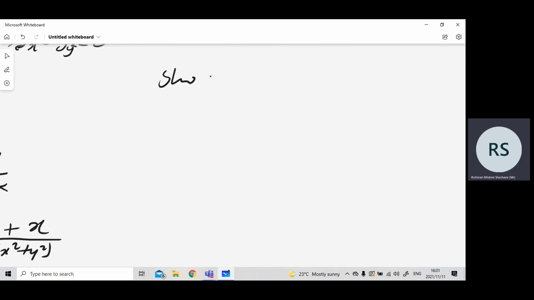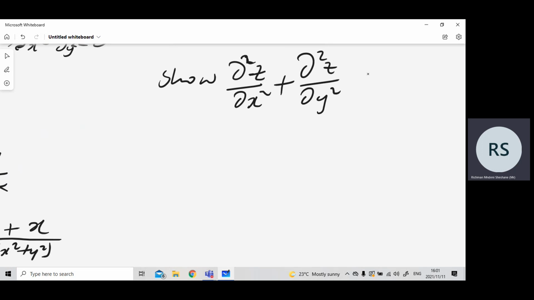So now we can answer this question. The question will say: show the second partial derivative of z with respect to x squared plus the second partial derivative of z with respect to y squared is equal to 0. So what we do, we take the left hand side, which is the sum of this. So we can add the second partial derivative of x. Let's go and check what is the second partial derivative of x.